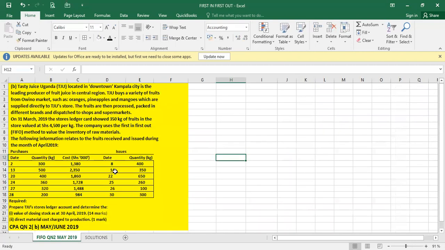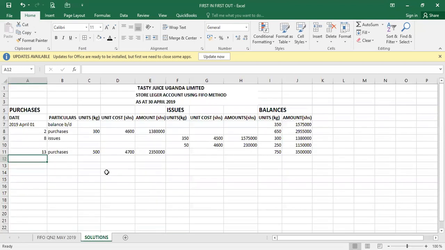The next date is 14th. Make sure when you are doing this, you follow the dates. Don't do the number. Let's say you do the number, you do on 2nd, again you go on 14th. You have to follow the date. So we go on 14th, we issued out 350. This 350, it happened on 13th.